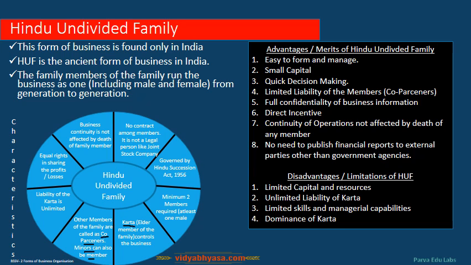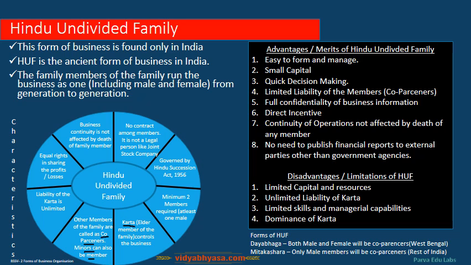Limited skills and managerial capability, yes, because it is run by only one group of family members. There may be a lack of some expertise or management capabilities among these members. Dominance of Karta: sometimes Karta has the entire power in this business, so he may dominate and may take wrong decisions in some business related activities. So this is all about the Hindu undivided family.